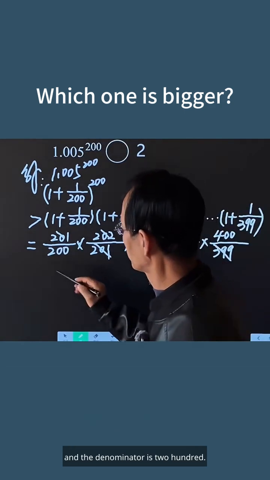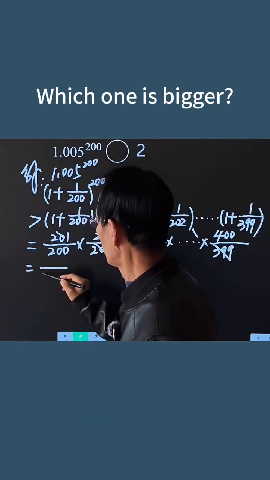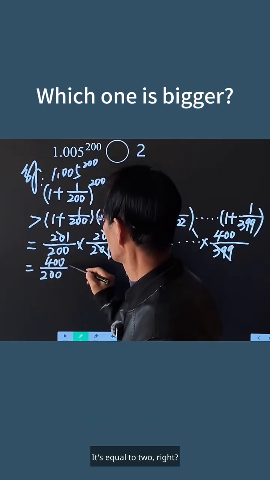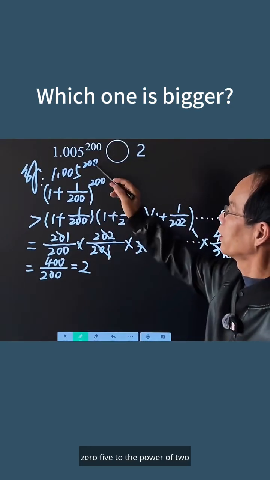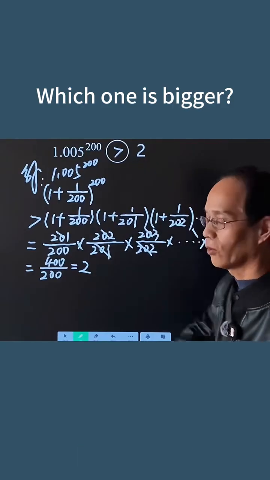The numerator is 400, and the denominator is 200. What is 400 divided by 200? It's equal to 2, right? This expression is greater than 2, so 1.005 to the power of 200 is greater than 2. All right, let's interact now.